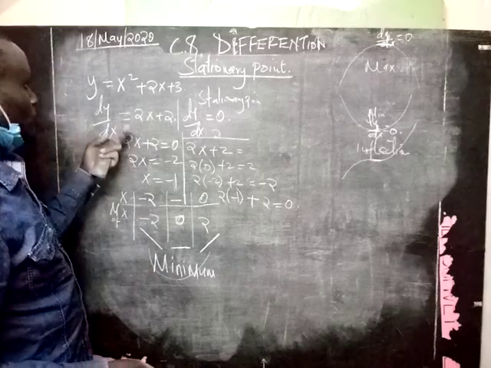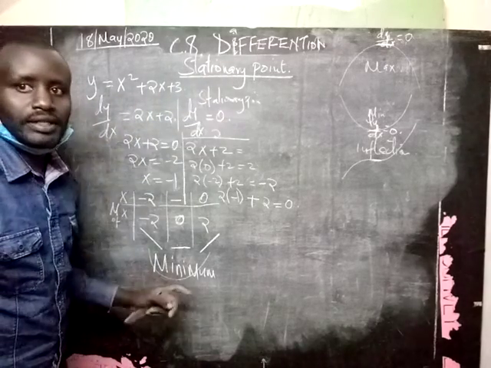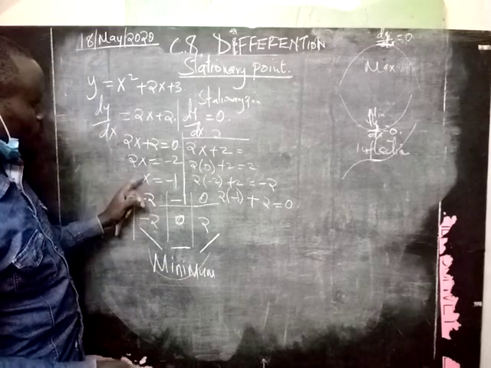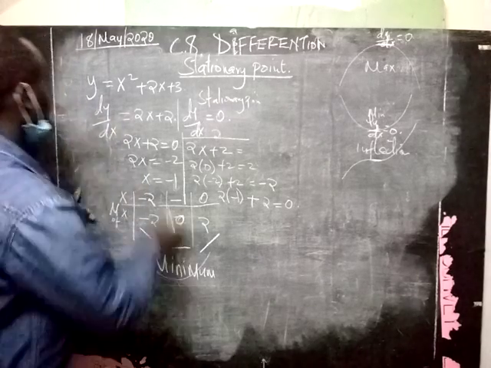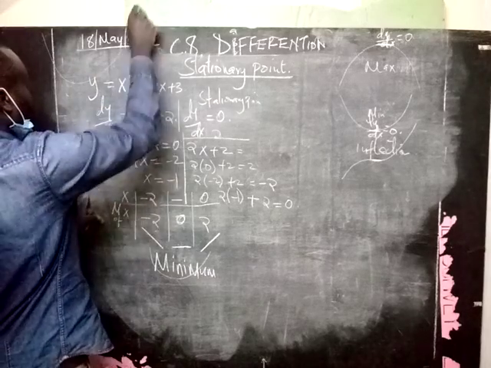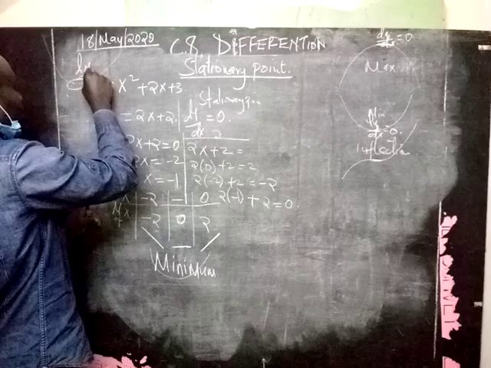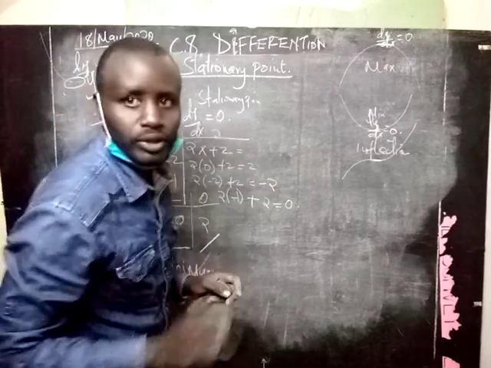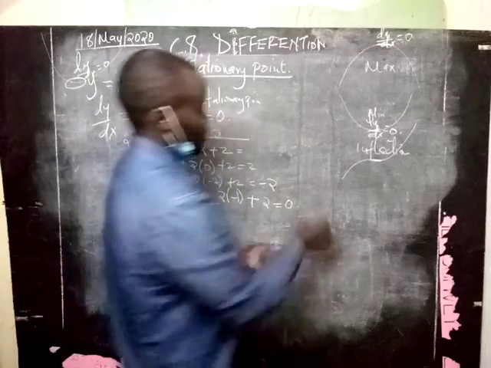So the nature of this stationary point is a minimum point. This curve, you are going to see it's behaving that way, so the nature of this gradient, dy over dx, is a minimum point. So we are going to move to another one.